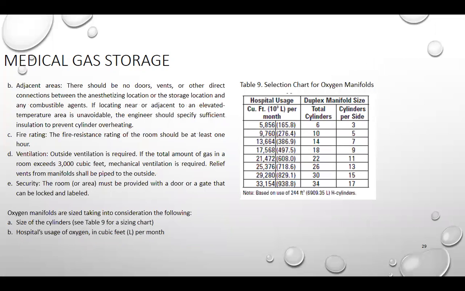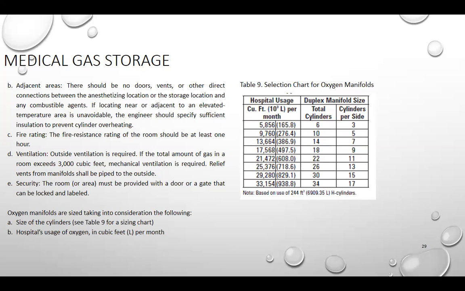B. Adjacent areas. There should be no odors, vents, or other direct connection between the anesthetizing location or the storage location and any combustible agent. If locating near or adjacent to an elevated temperature area is unavoidable, the engineer should specify sufficient insulation to prevent cylinder overheating. Next, fire rating.